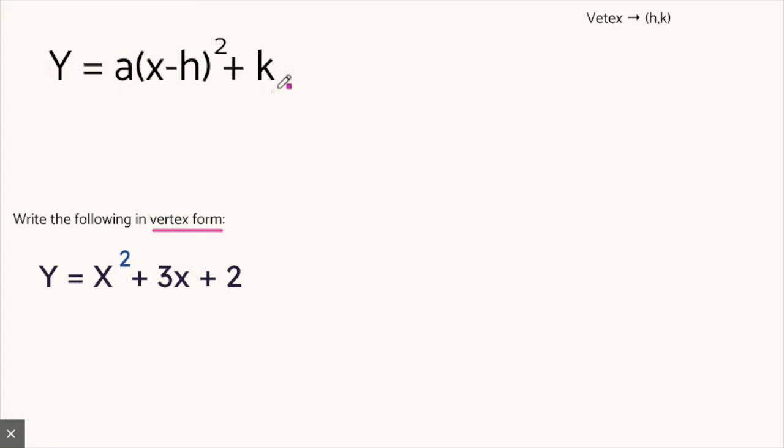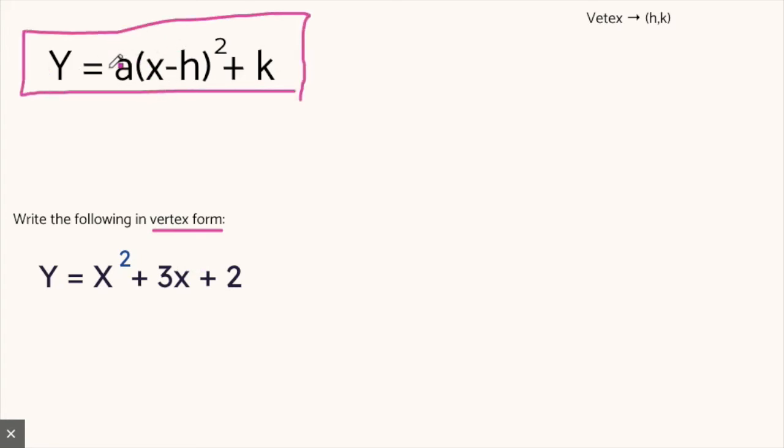Now, let's look at the form. This is how the vertex form is represented. As you can see, we still have our a, x, and y, but we have an h and a k. Now this h and k are going to be the coordinates of our vertex. Our vertex is represented by (h, k).